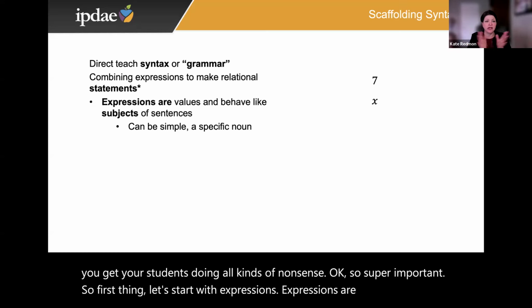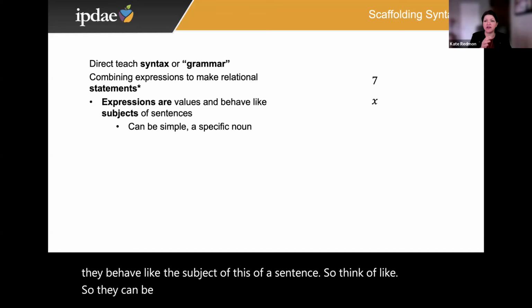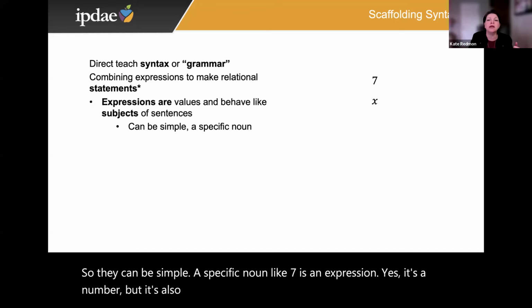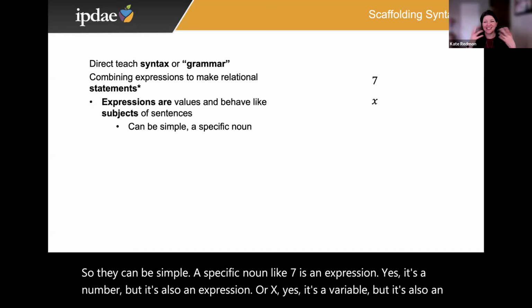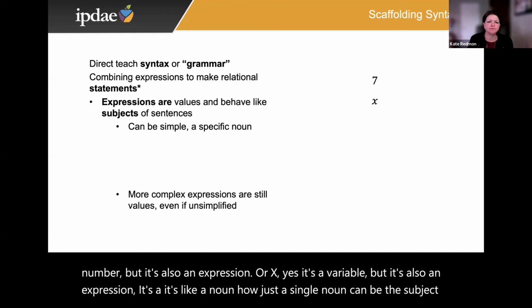Expressions are just values, and they behave like the subject of a sentence. Think of your noun. They can be simple, a specific noun like 7 is an expression. Yes, it's a number, but it's also an expression. Or x, yes, it's a variable, but it's also an expression. It's like a noun, how just a single noun can be the subject of a sentence.